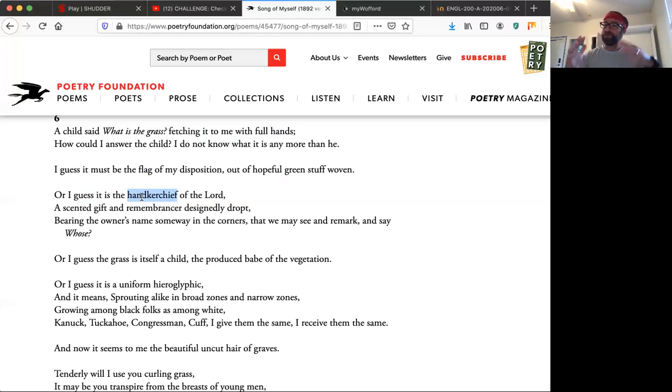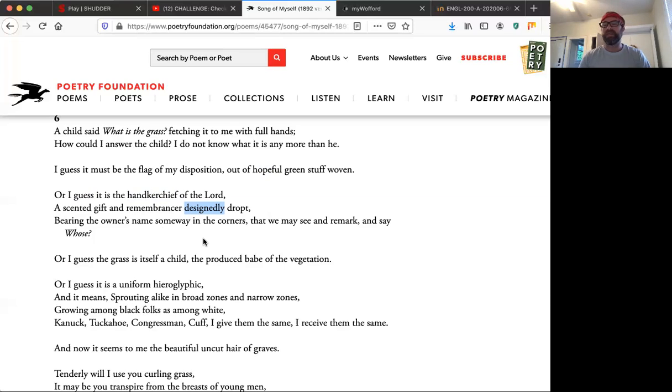In some ways it's smaller, in some ways it's even larger. He says that it's the handkerchief of the Lord, right? So it's an image now of a thing that God or the Lord would carry, the creator, for another word here for the Lord. And that it's a scented gift and a remembrance or designedly dropped. So in other words, it's God's handkerchief. It's the thing that he, she, they had dropped very particularly, designedly, with purpose. And it bears the owner's name some way in the corners that we may see and remark and say whose.